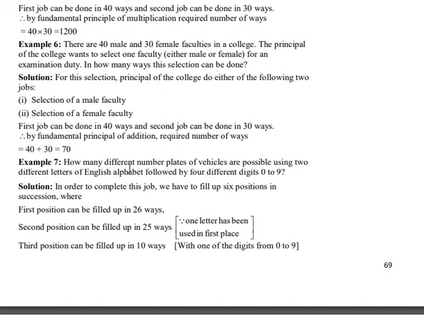Now, how many different number plates of a vehicle are possible using two different letters of the English alphabet followed by 4 different digits of 0 to 9?